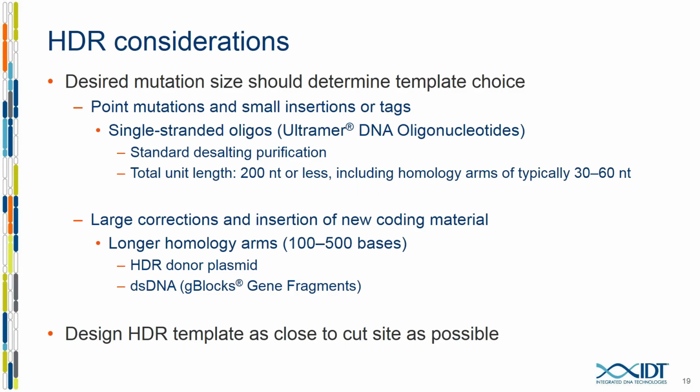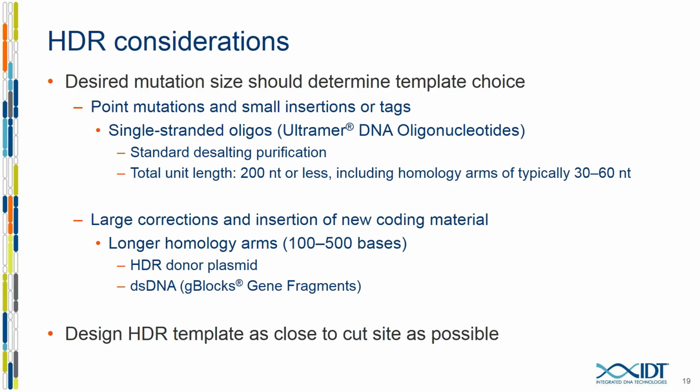So some considerations to keep in mind to begin with for HDR. The size of the mutation you're trying to create really dictates what type of template you should use. So for point mutations and smaller sized insertions or tags, I highly recommend using single-stranded oligos. And for the highest fidelity, the ultramer oligos that IDT offers are a very common choice.